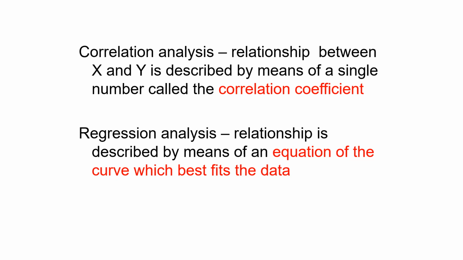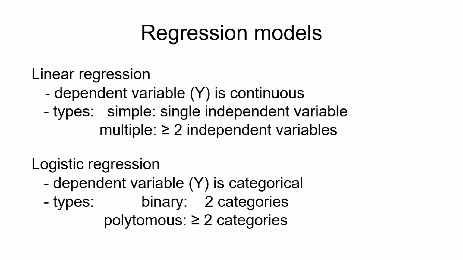In regression analysis, the relationship is described by means of an equation of the curve which best fits the data. It involves determining an equation for predicting the value of the outcome from the values of the explanatory variables. The outcome in linear regression is a continuous variable. If there is a single dependent and independent variable, it is known as simple linear regression. When two or more independent variables are considered simultaneously, the technique is called multiple linear regression.